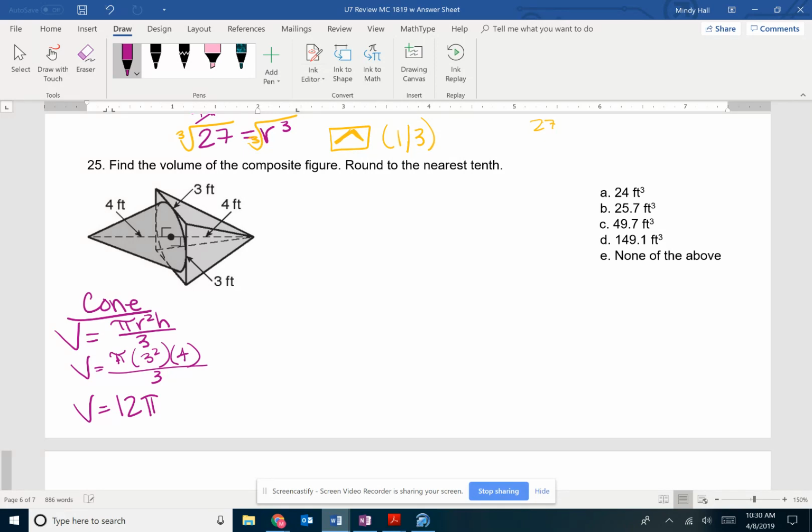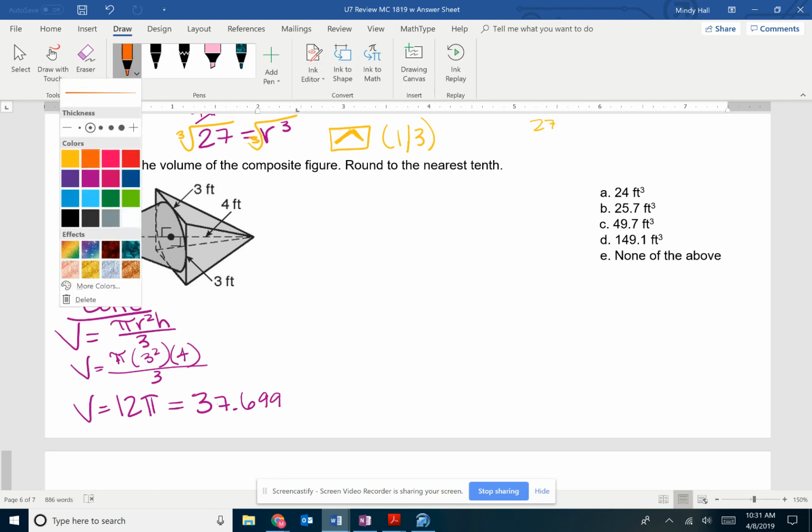And because this is going to be added with something that's going to be a whole number, we're just going to go ahead and estimate what that would be. So we multiply by pi, and we get 37.699. So I'm just going to leave it at 37.699. But then we're going to come back to that in a second.